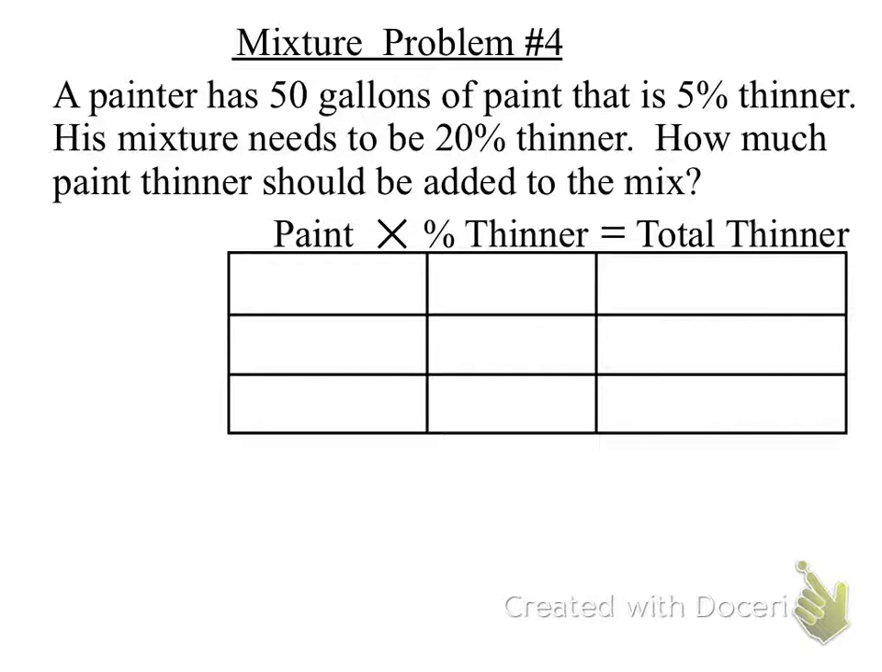How much paint thinner should be added to the mix? So we want the mixture to be 20%. What are we mixing? The first one is paint. What kind of paint? It's a 5% thinner in the paint, which is mostly paint. And what am I mixing it with? I'm mixing it with just plain thinner.